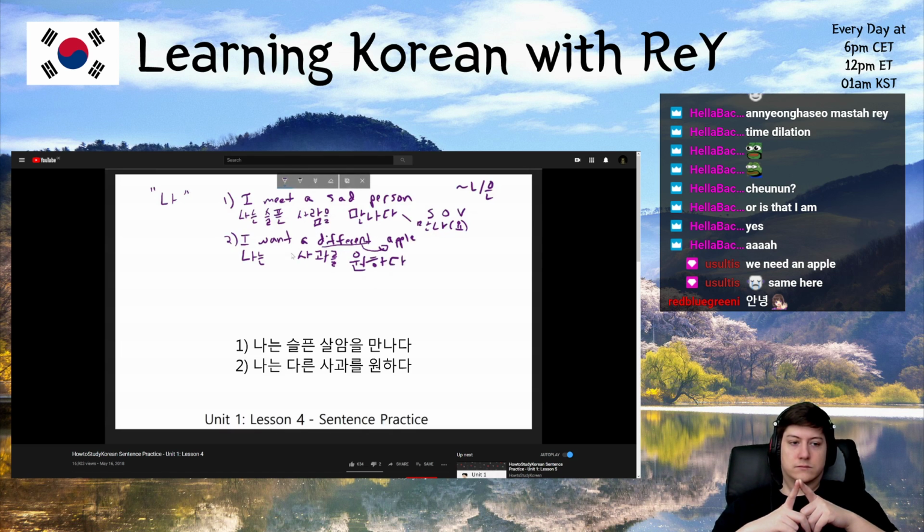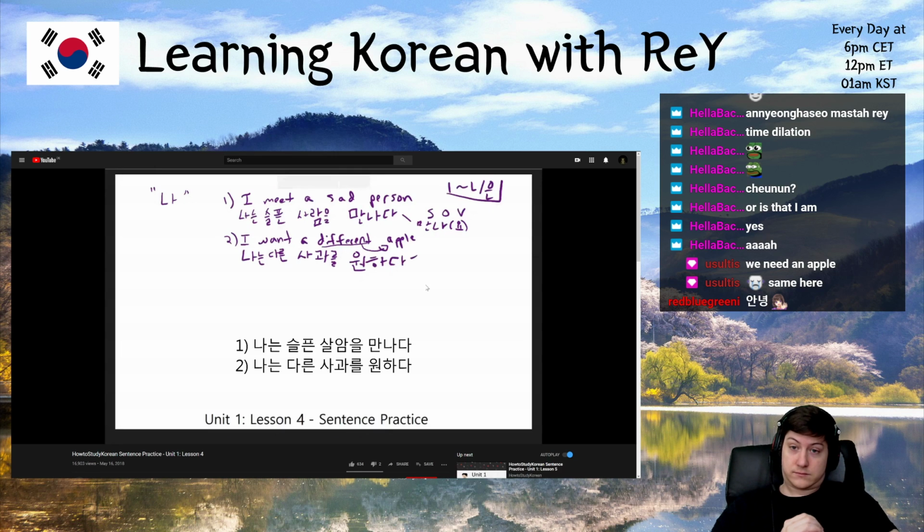Also, I need to include the adjective in order to describe that this apple is different. To be different is taruda, and if I want to attach this to taruda, it becomes tarun, 다른. So what this reads is 나는 다른 사과를 원하다.